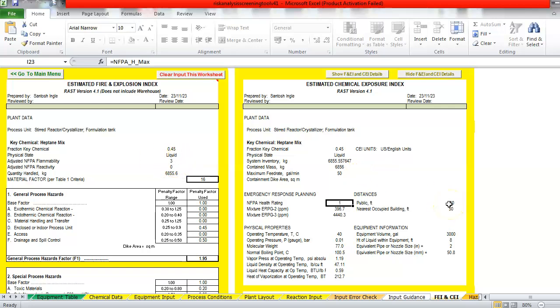In this way we can read the fire and explosive index. This index numbering you can refer to on the AICHE website, so that you can get a clear idea about it.